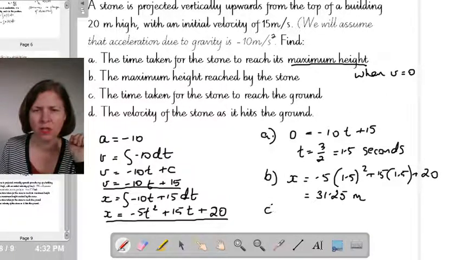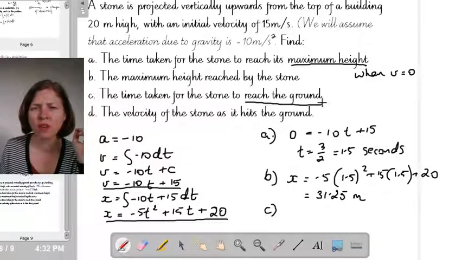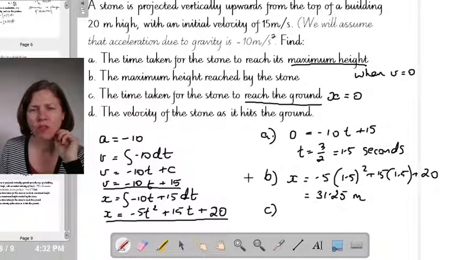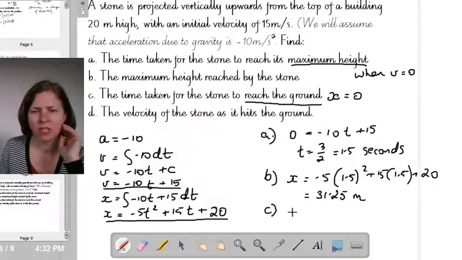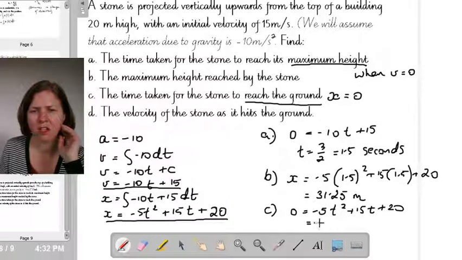Once again, I need to interpret the question. The time taken for the stone to reach the ground. Well, when the stone reaches the ground, that's going to happen when x equals 0. So what I'm going to do now is take the x function, make it equal to 0 and solve that. And it's a quadratic, so I'm hoping that it will factorize nicely. So let's have a look at it. Well, I've got a factor of 5 and I'm going to take out a factor of negative 5. That's going to give me t squared minus 3t minus 4.